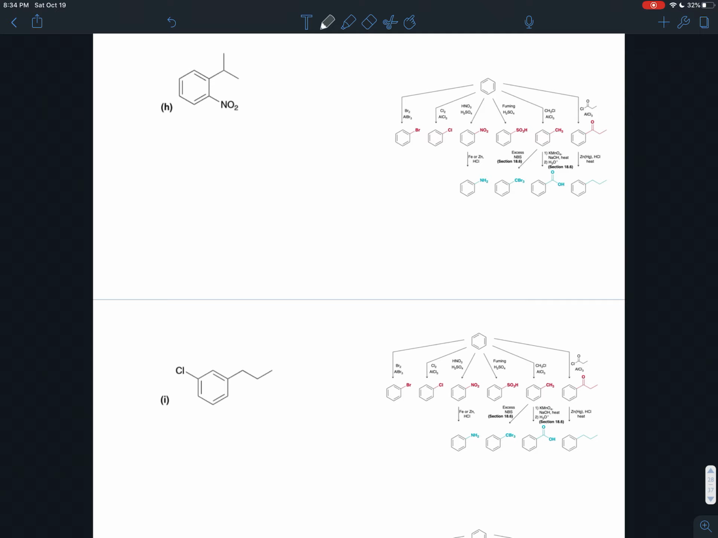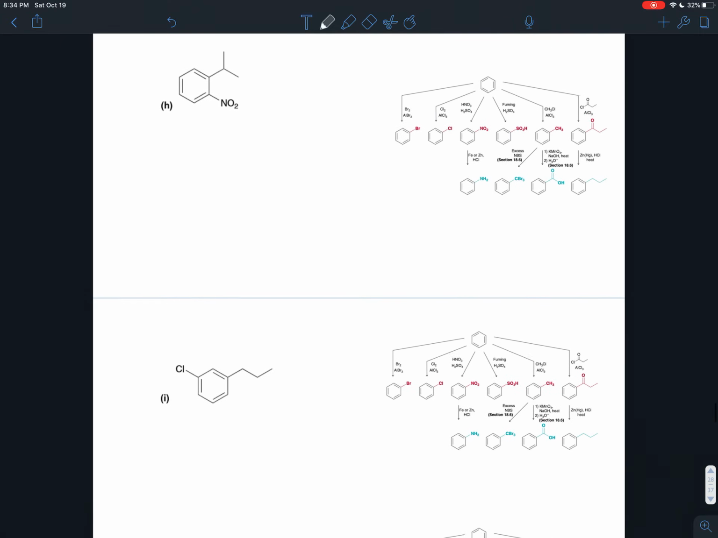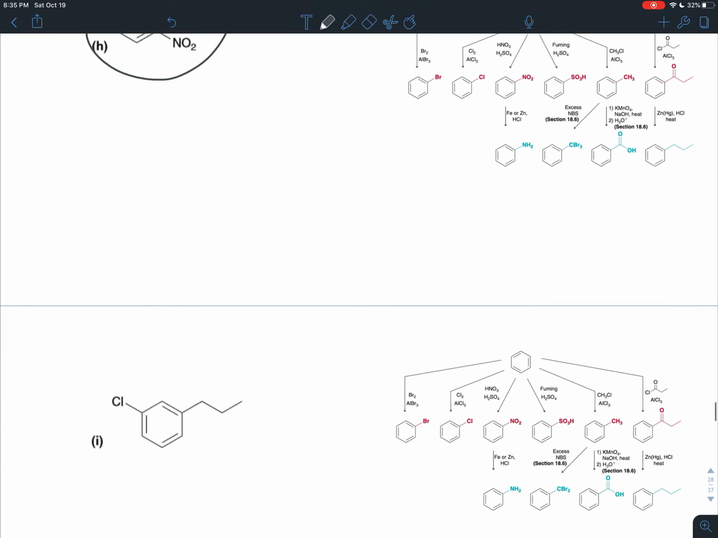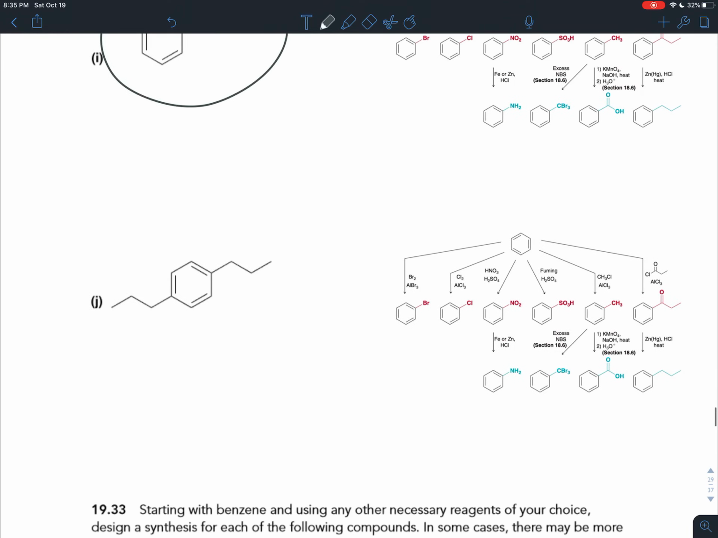So here we're continuing exercise 1930. We're going to do H, I, and J. In these, they're asking you to make these different molecules starting with benzene. So we're going to start with just a regular old benzene ring and make each of these different molecules.